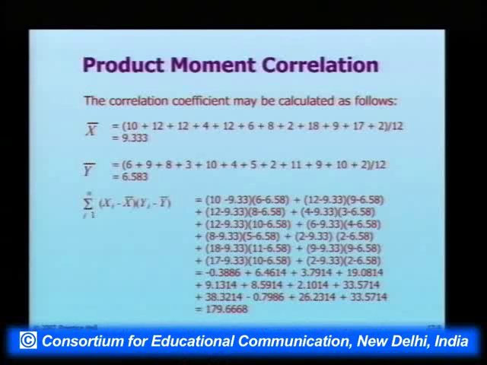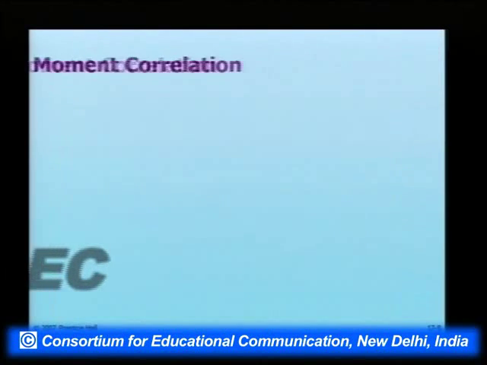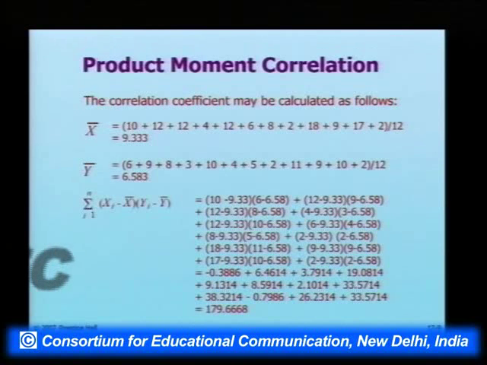So, product moment correlation. From the data given previously, we are going to find the correlation between the attitude towards the city and the duration of residence. The attitude is y and the duration of residence is x, because the independent variable is usually denoted by x. As we know from the formula, we have to calculate x bar and y bar, because we have to find the deviations y minus y bar and x minus x bar. So we are finding the means x bar and y bar.